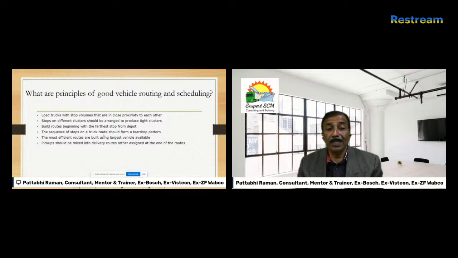Pickup should be mixed into delivery routes rather than assigned at the end of the route. This is what we saw in the beginning, especially in the manufacturing environment. You need to collect the components or material, and then also deliver. So if you are in a position to combine both pickup and delivery, that would be great in terms of optimization.